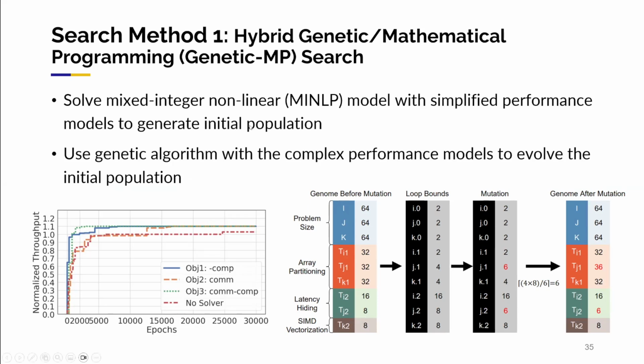and we use the solution as an initial population, and then we use the genetic algorithm to find and tune these tiling factors through mutation and the other methods of the genetic algorithm to find the non-divisor tiling factors.